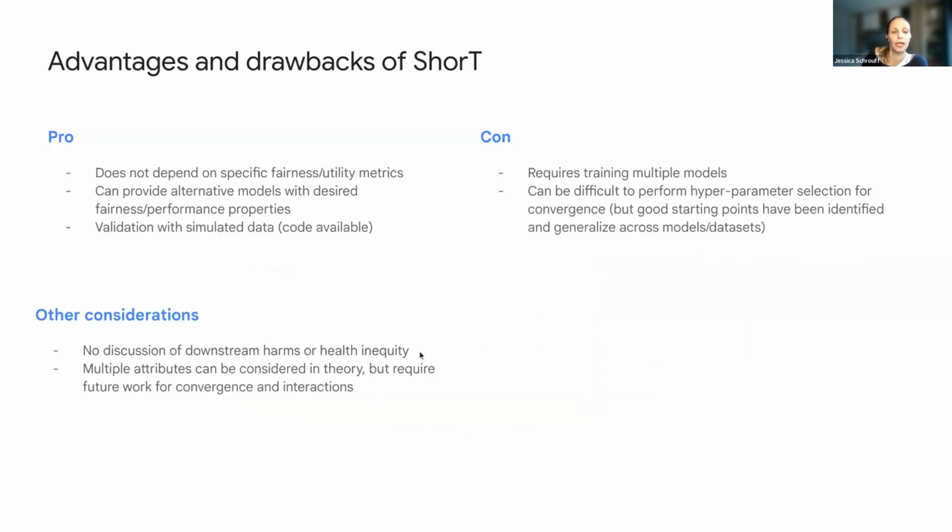Now, of course, we have not talked about downstream harms or health inequity here. And in theory, you can extend this to having multiple attributes by having one head per attribute. But again, this is going to make it really difficult for the convergence of the model and how these different heads are going to interact with each other.